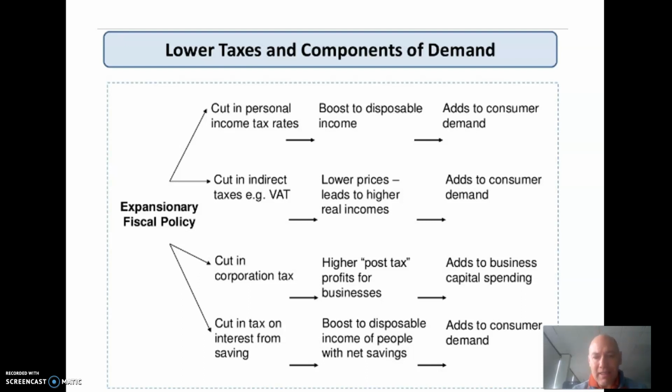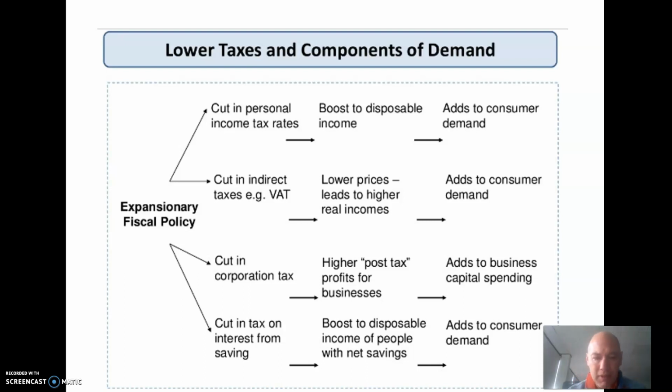Now, when there's a cut in corporation tax, how do we explain this? Where's the good economics? The correct phrase to use is that there will be an increase or higher post-tax profits for firms, which enhances their ability to spend on capital or research and development. Now you would assume that would boost aggregate supply as well.